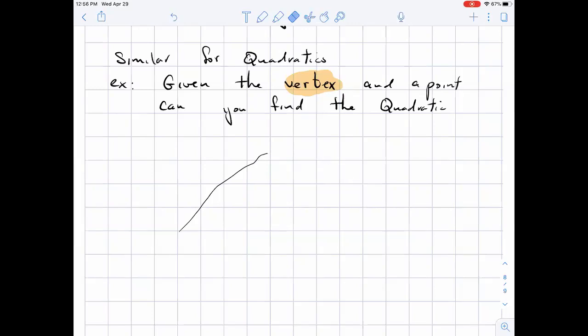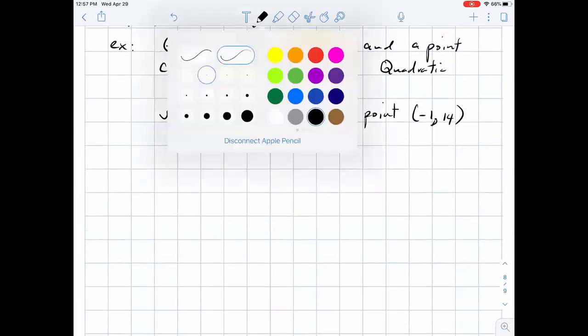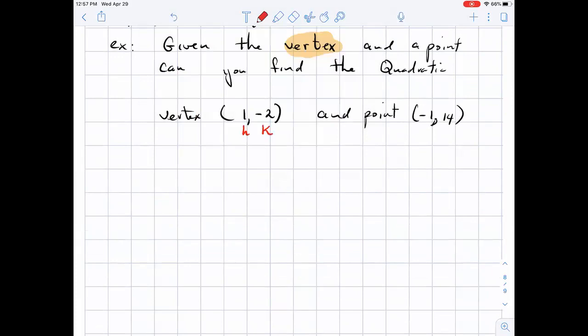Okay. So if I give you the vertex, let's say the vertex given is (1, -2), and the point is, let's say, (-1, 14). These problems that I'm choosing are in your ebook, section 2.1 on WebAssign. I'm just copying them out for you. If this is the vertex, this is h and this is k, isn't it? And if this is a point, this is x and this is y. A point is always x and y.